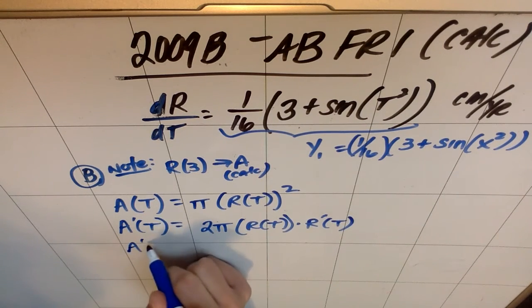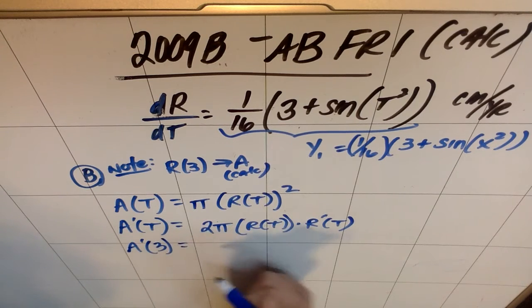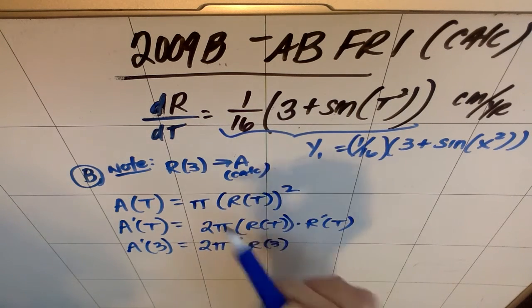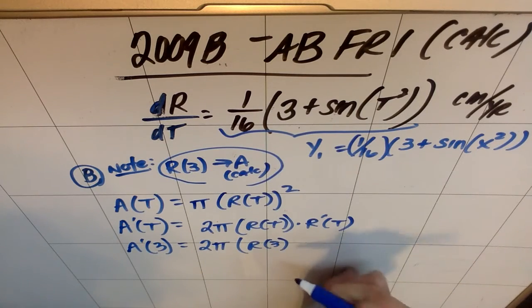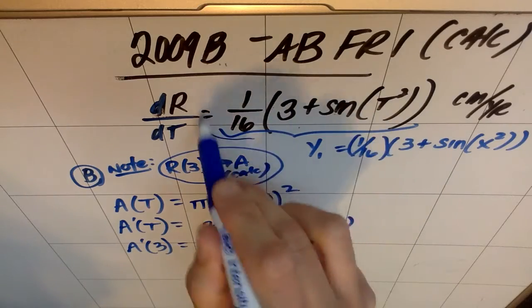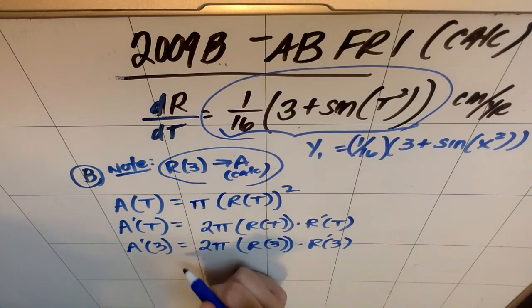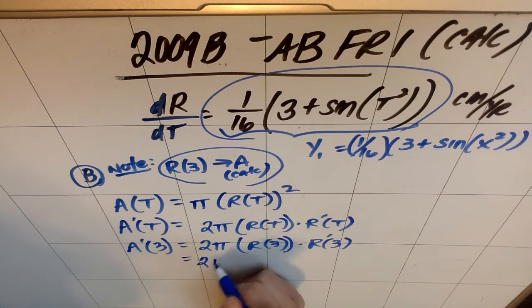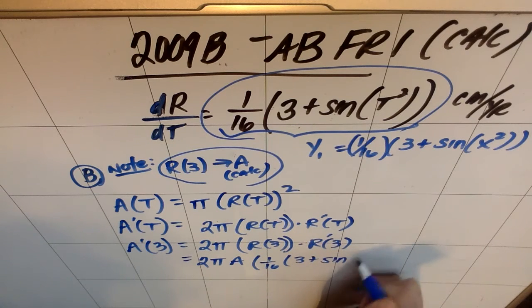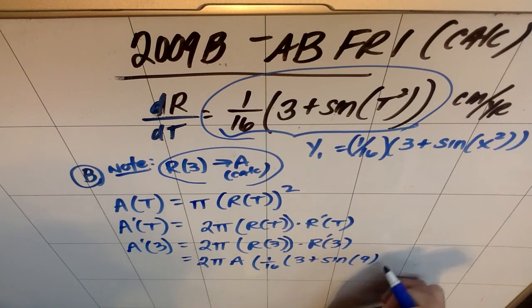They don't want the derivative all the time. They only want the derivative at 3, which is 2 pi times r of 3. Oh, look how convenient that I stored r of 3 as A in my calculator, times r prime of 3, which is totally a number I can find by plugging in 3. So what I'm going to type in is 2 pi A times whatever happens when I plug in a 3 here, which would be 1/16 of 3 plus sine of 9, right?